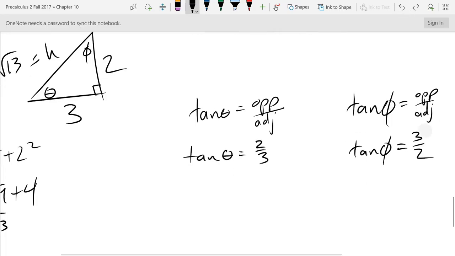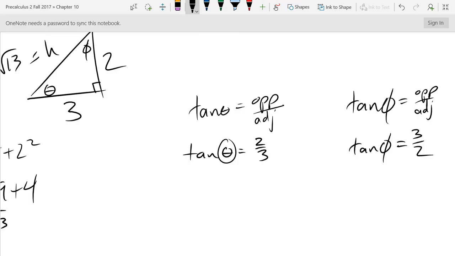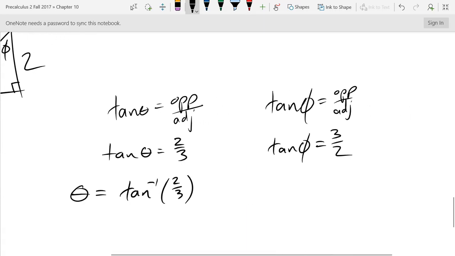How do I solve for theta? I don't know off the top of my head what theta value has tangent of 2/3. How do I get this tangent function out of here? So we're going to invert the function. When I move the function over, it shows up as tangent inverse 2/3. So I'm going to move the function to the other side as the inverse. We do the same thing for phi.